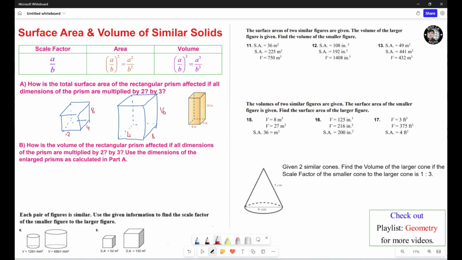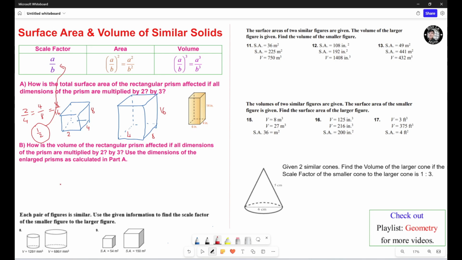So the scale factor should be 2 divided by 4. So 2 over 4 equals 4 over 8 equals 8 over 16. So they all equal 1/2. 1/2 is the scale factor, which is A over B.